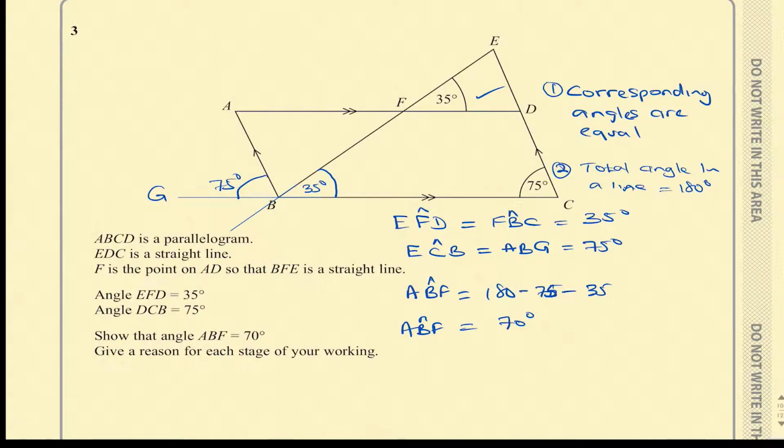There are other ways to do these questions, like using alternate angles or vertically opposite angles, or opposite angles in the parallelograms are equal. So that means angle ECB is equal to angle FAB, opposite angle in a parallelogram, and the vertically opposite angle here would be EFD equals AFB, and that will be 35.